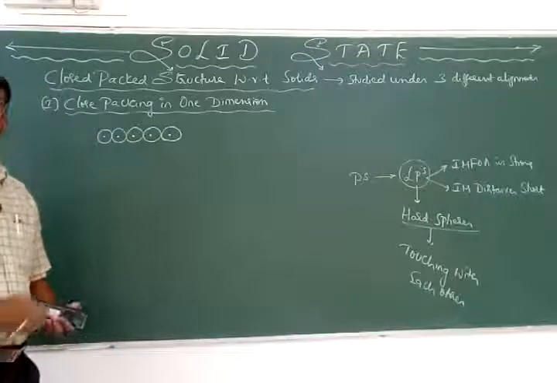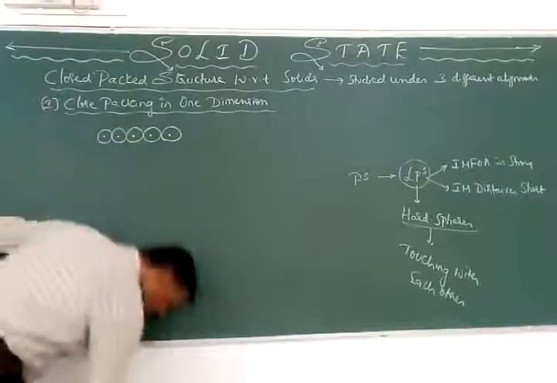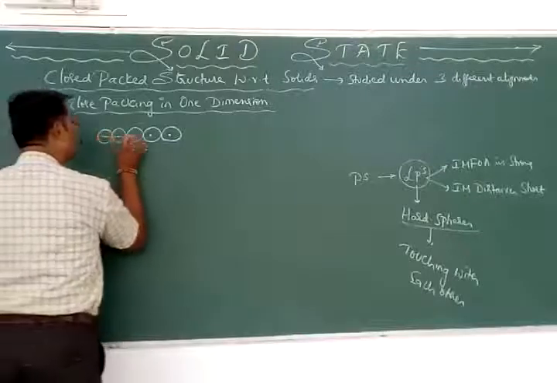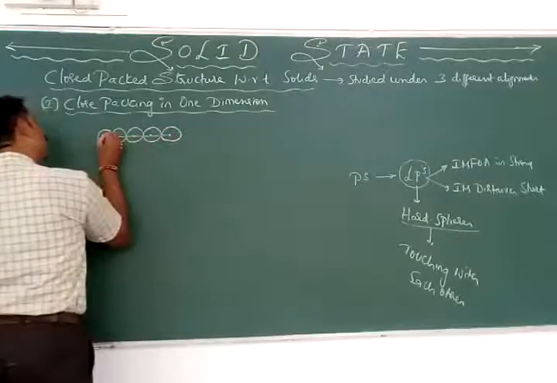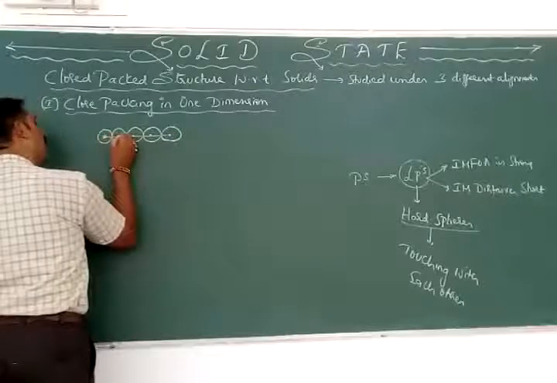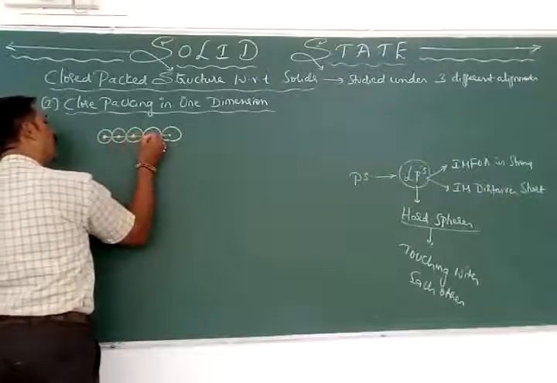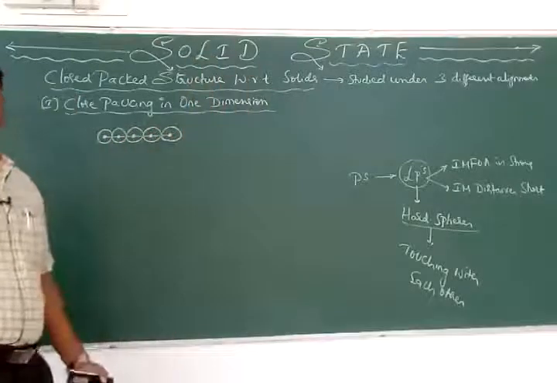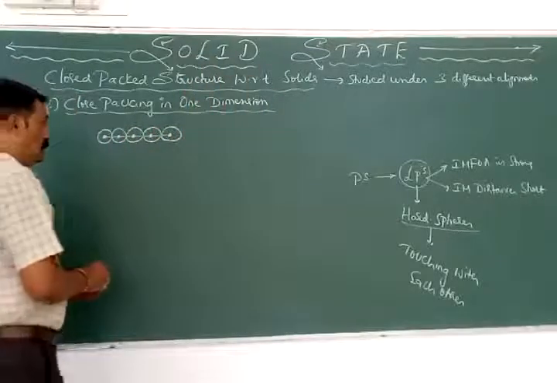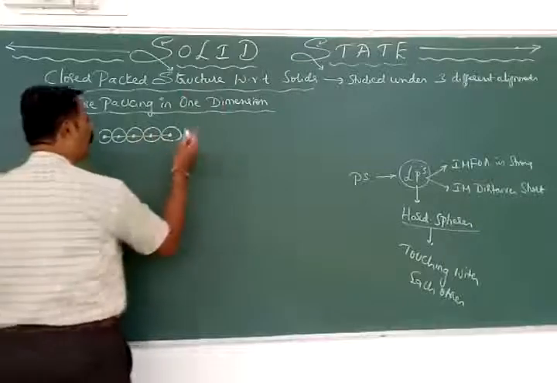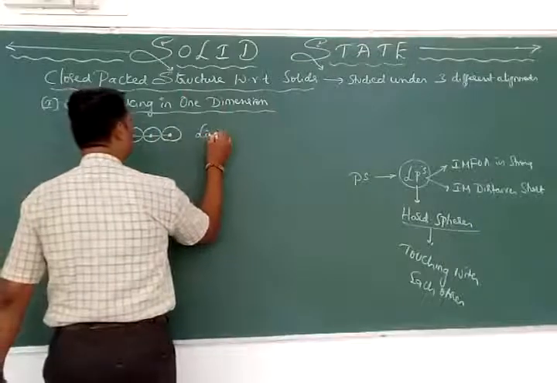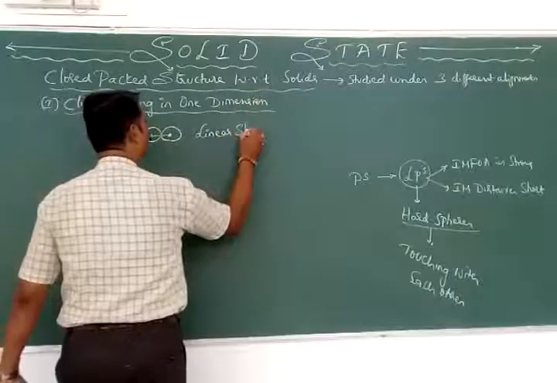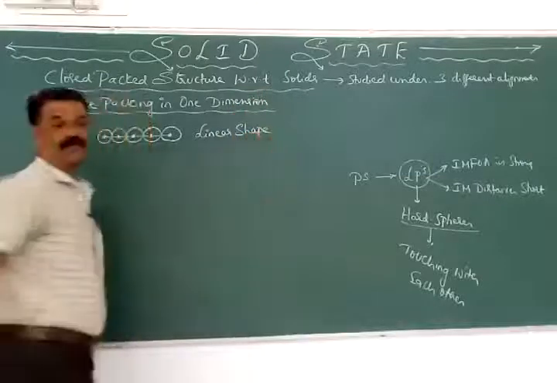Okay. So here, this is found to be linear. This is one particle. This is another particle, this is the third particle, this is the fourth particle, and this is the fifth particle, and it gets extended. Okay. So here, the geometry with respect to this one is found to be the linear shape, or it may be the geometry.